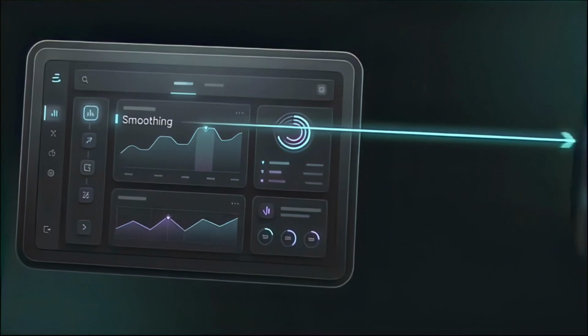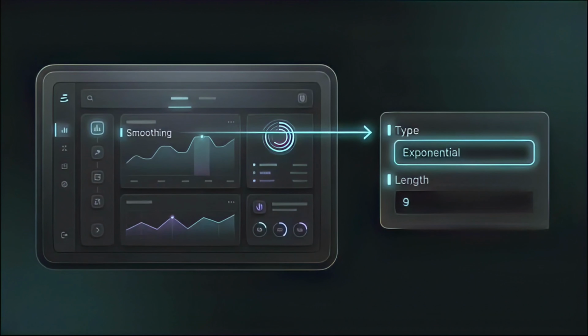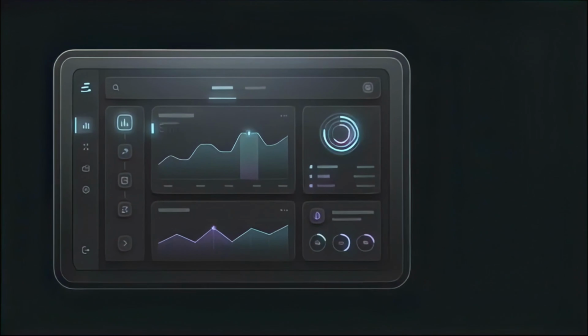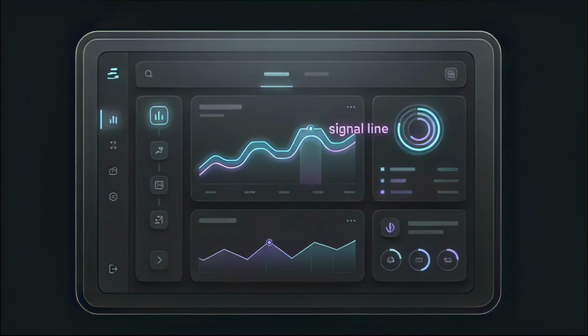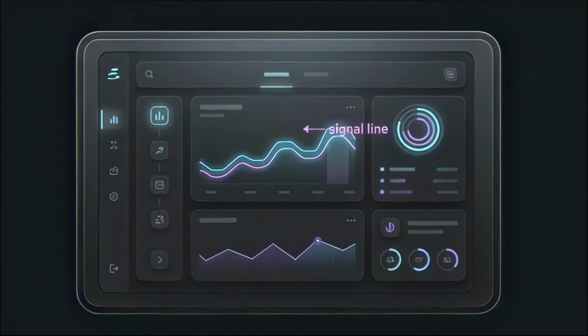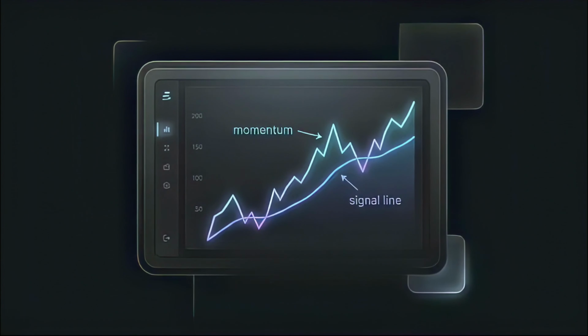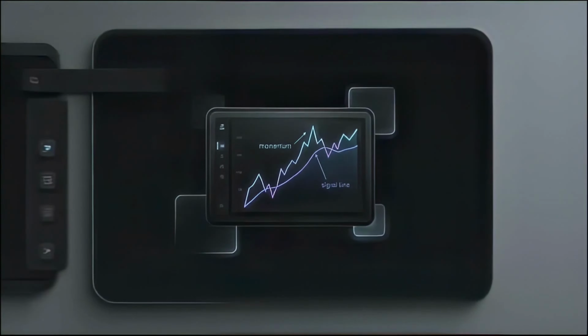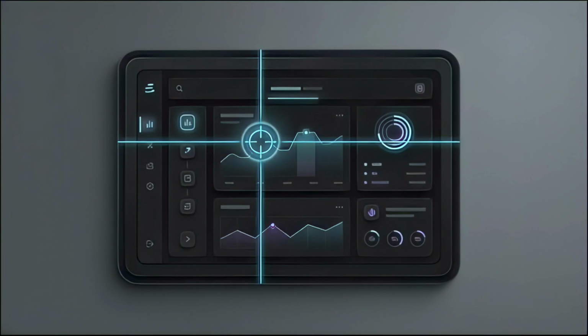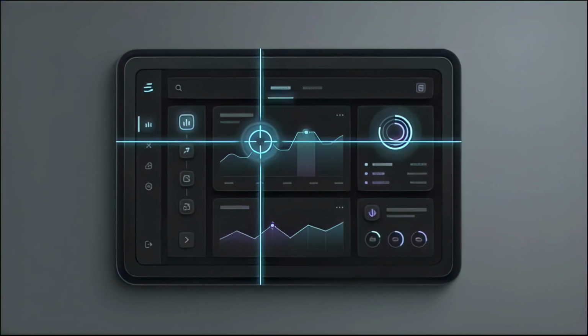Turn it on, set the type to exponential, set its length to around 9. What you now have is a signal line, exactly like the one on the moving average convergence divergence tool. 2 lines instead of 1, raw momentum, and its own smoothed average. And that changes everything, because now you have a mechanical trigger instead of a judgment call.